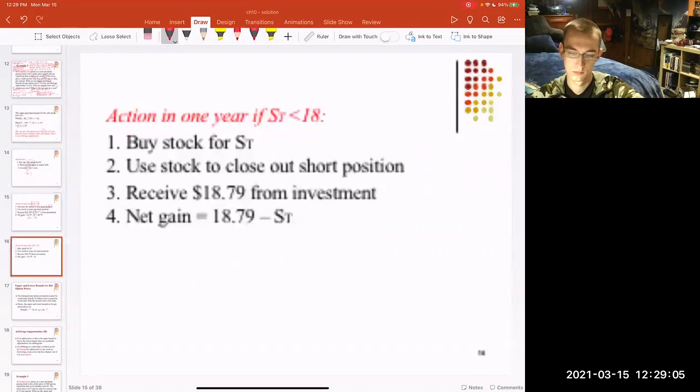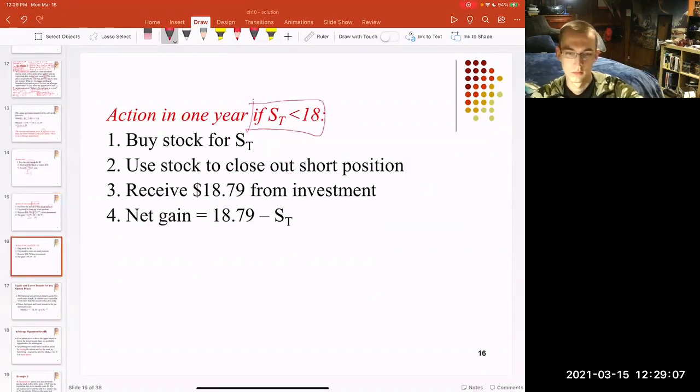And the other case, if stock price is less than strike price, you can buy the stock from the market, rather than exercise the option. So you use the stock to close out the short position, receive income, and the net gain is 18.79 minus ST. So ST, we don't know what is ST, but we know ST is less than 18. ST less than 18, so 18.78 minus ST is greater than 0. Okay, that's what we know for sure. Question?